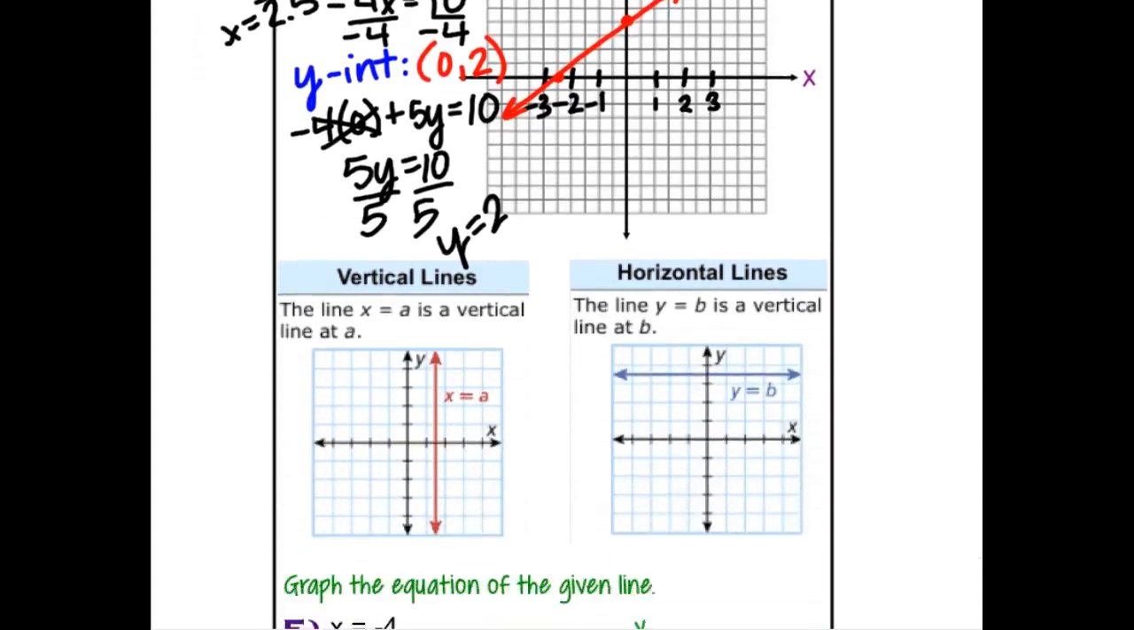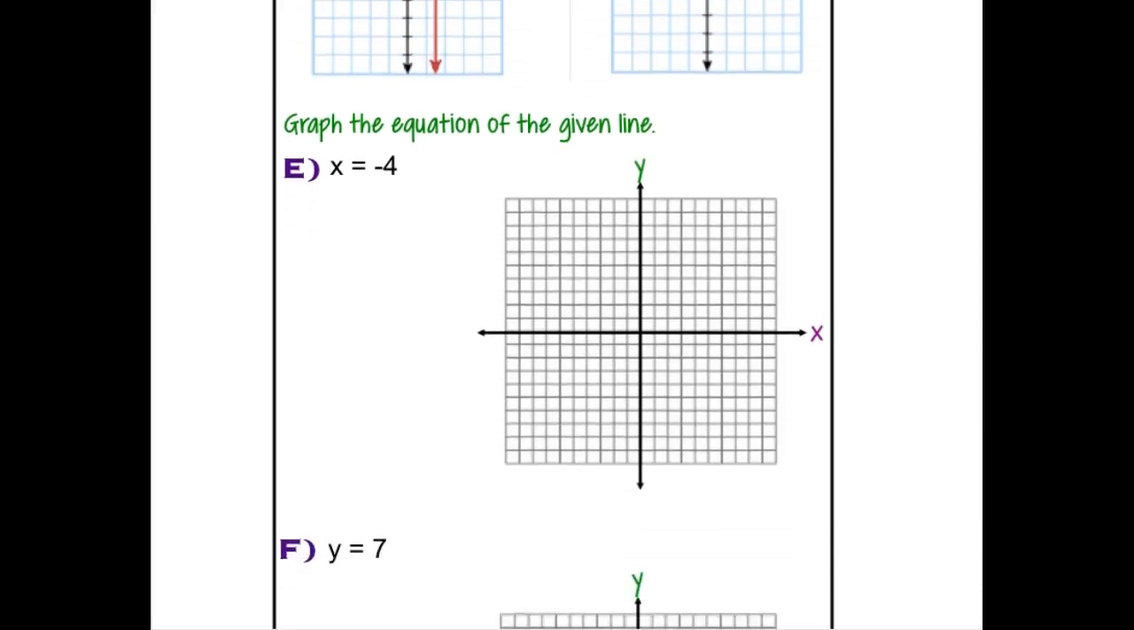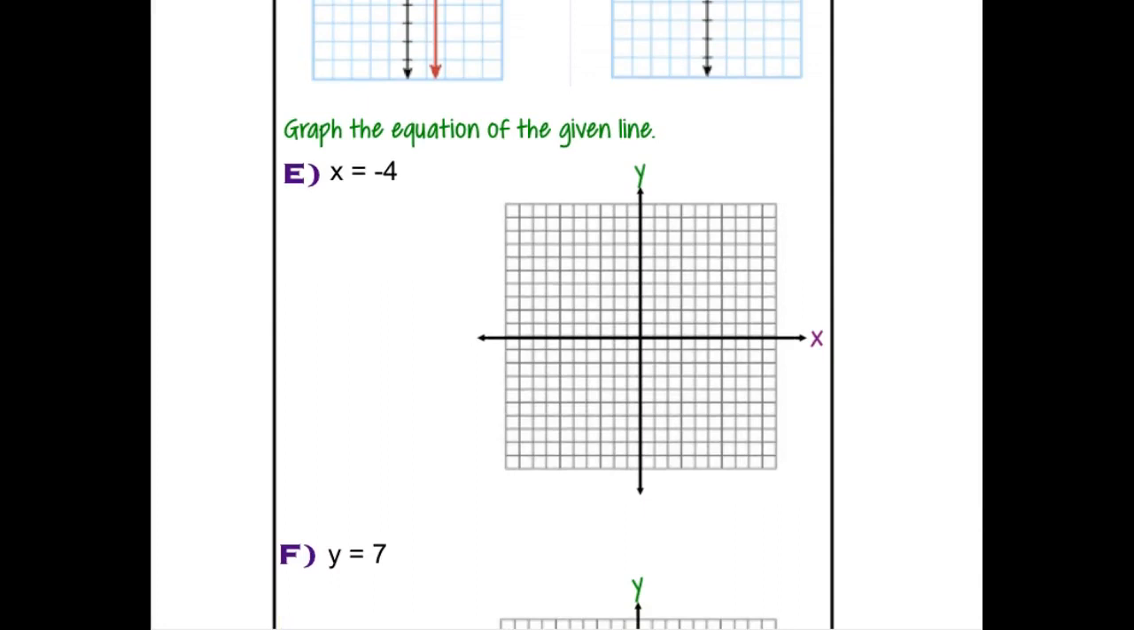The final piece today is vertical and horizontal lines. If it is x equals a, that means it crosses the x-axis at a, and it'll be a vertical line. If it is y equals b, it crosses the y-axis at that b value, and it's a horizontal line. So knowing that, we look at x equals negative 4. It says x is always negative 4. So that means I graph at negative 4. And no matter what I put in, there is no y to put in, so that's why I have a vertical line, because there is no slope.